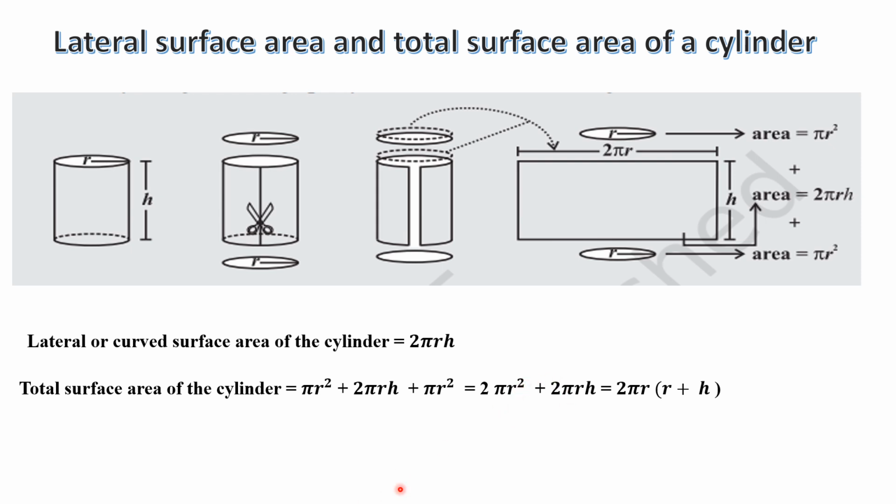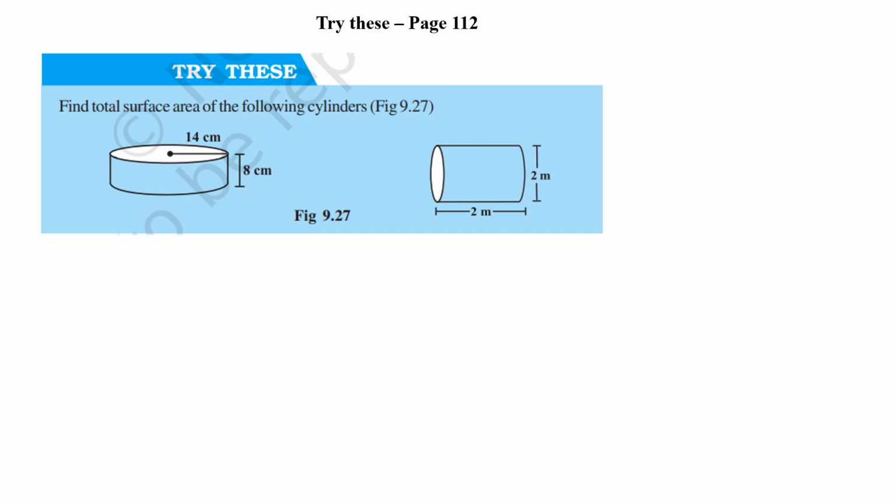And you can see here, you can take common 2 pi r, isn't it? If you take 2 pi r common from here, only one radius will be left, which I have written here. And from here, if you take 2 pi r common, you will be left with height. So the total surface area of the cylinder formula is 2 pi r times sum of r and h. Clear?